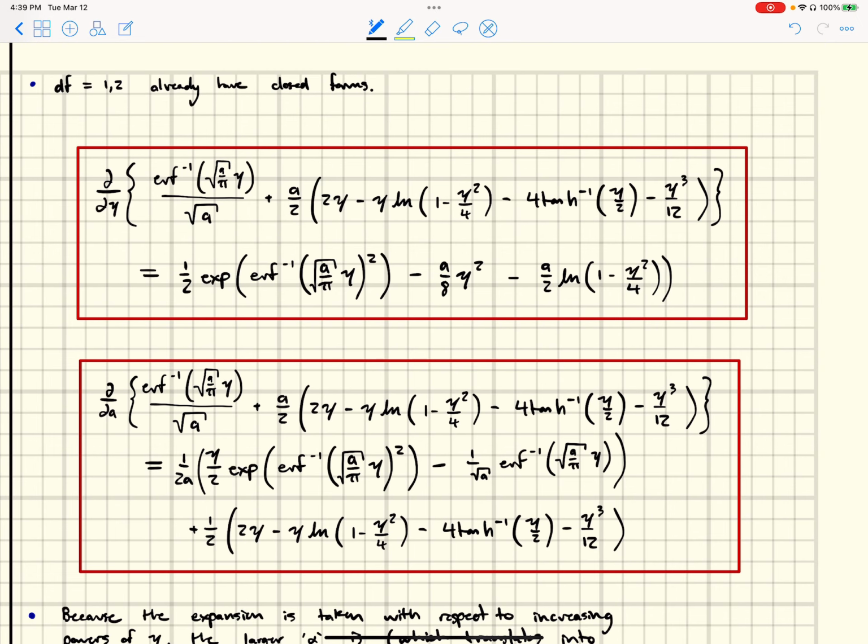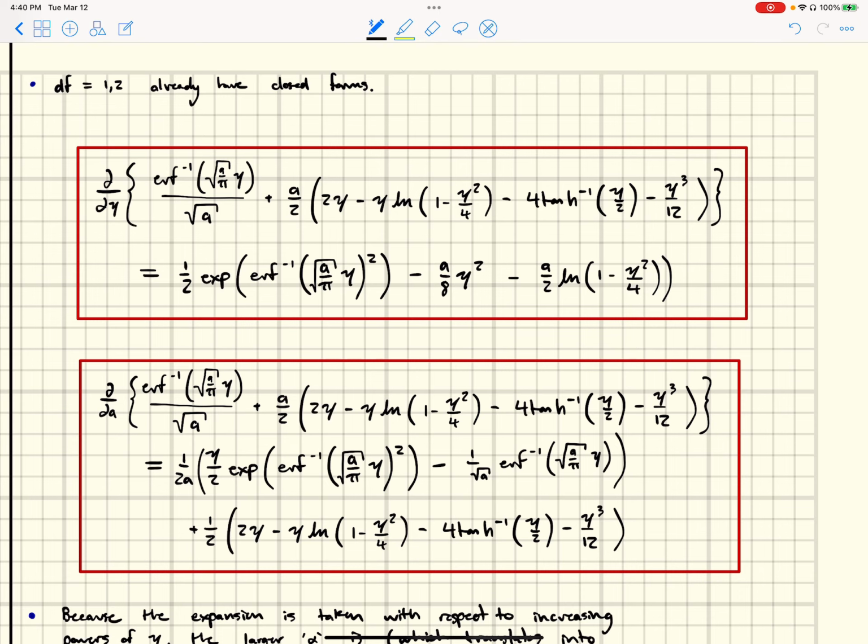Derivatives with respect to gamma, and a derivative with respect to A. And again, A is basically a proxy for the degrees of freedom. So here you can see the partials of this function. They're relatively nice, but I just wanted to put them here for completeness.